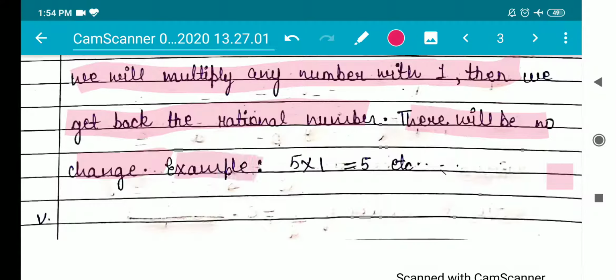Example: 5, a rational number, into the multiplicative identity, that is 1. 5 × 1 is equal to 5. You can take many other examples by yourselves to understand it in a good manner.